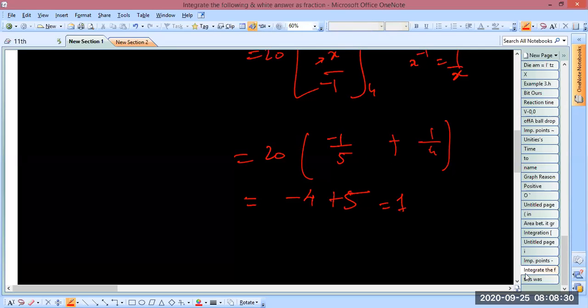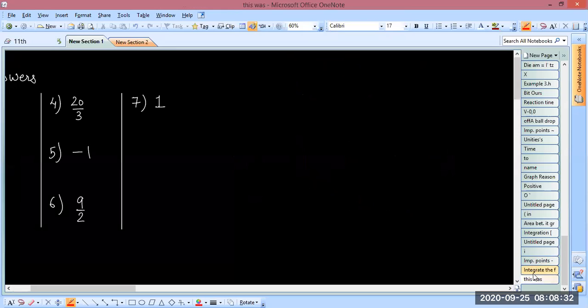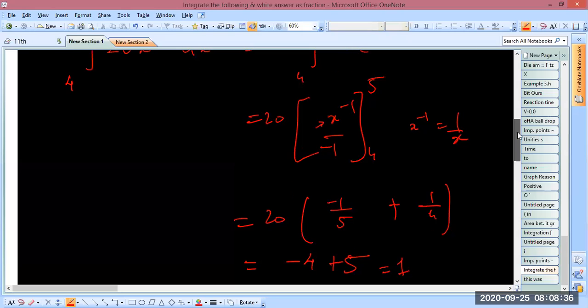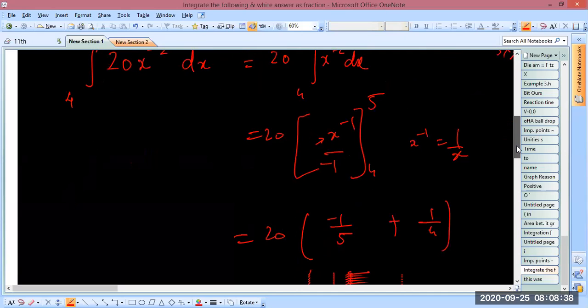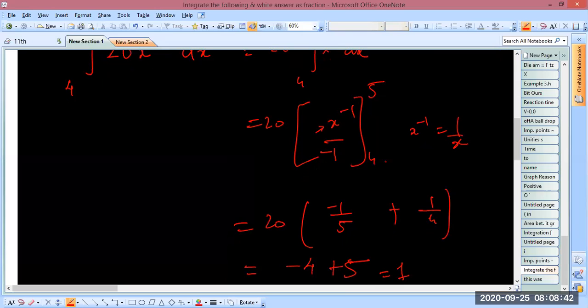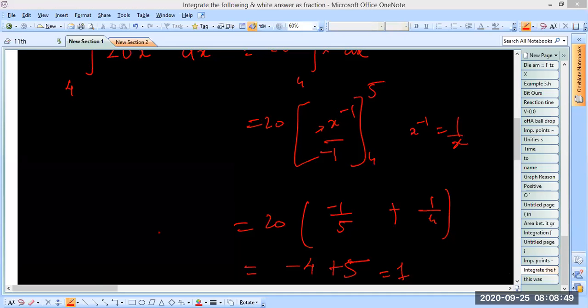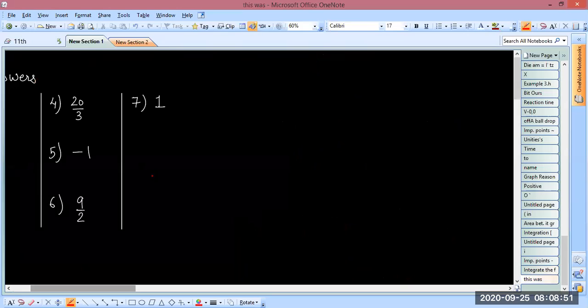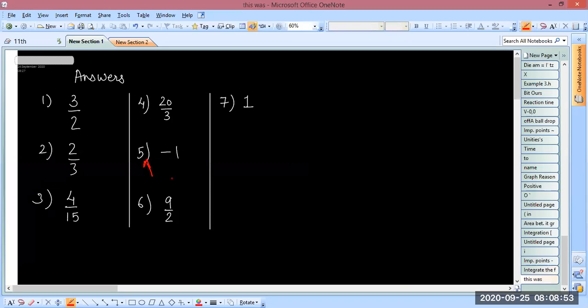Interesting. What did I write? Did I write minus 1 or plus 1? Okay, I wrote minus 1. I made a calculation mistake, it seems. I have to admit my answer was wrong. This is correct now. The correct answer to this question should be 1. Not minus 1, it should be 1. Clear?